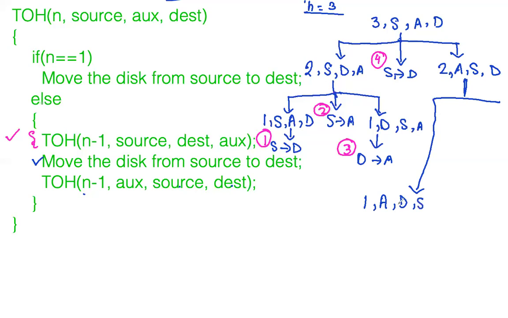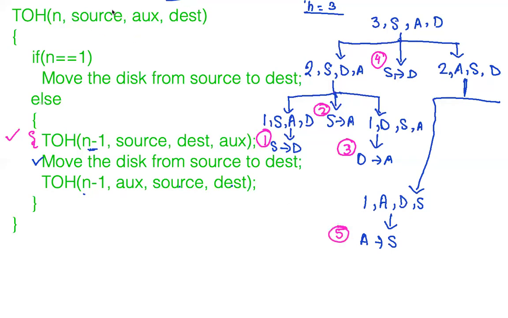Next, again it will be recursive, so again first this recursion will be happening. So again it will be called, and now n is equal to 1. So move the disk from source to destination. My source here is A and my destination is S. So this is going to be my fifth step.